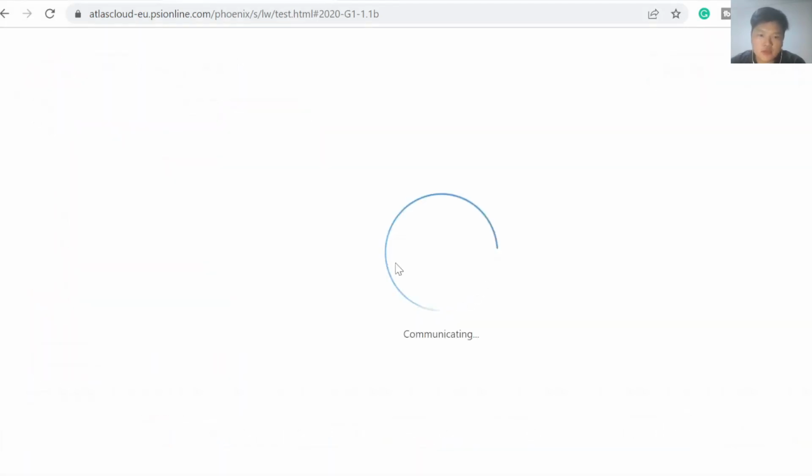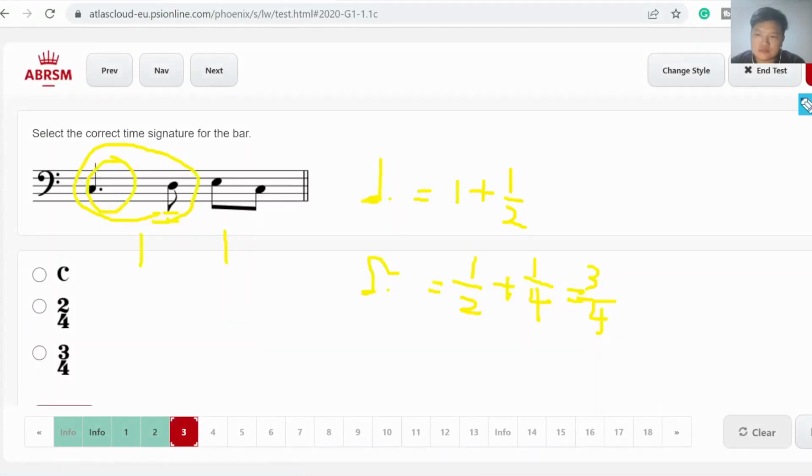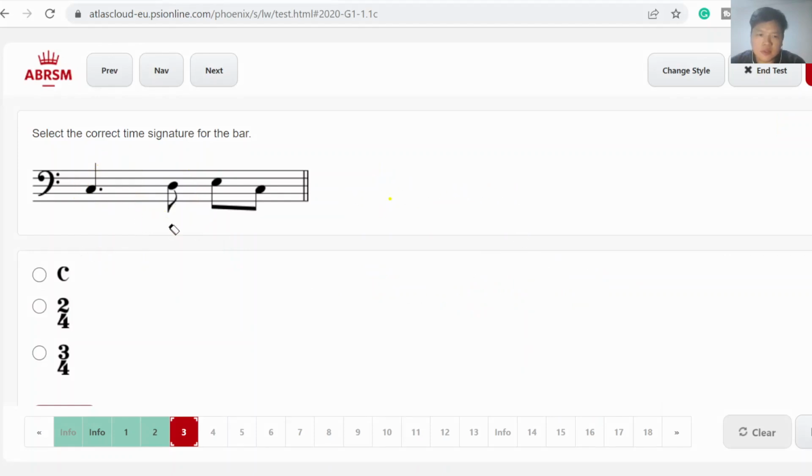Okay, next question. For this one, it's 1.5 counts plus half and then plus 1. So 1.5 plus half is 2. 2 plus 1 is 3. So your answer is 3/4.